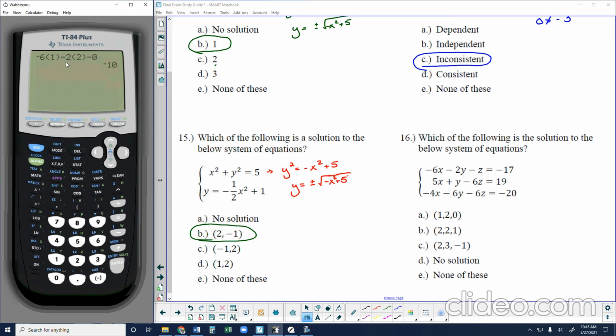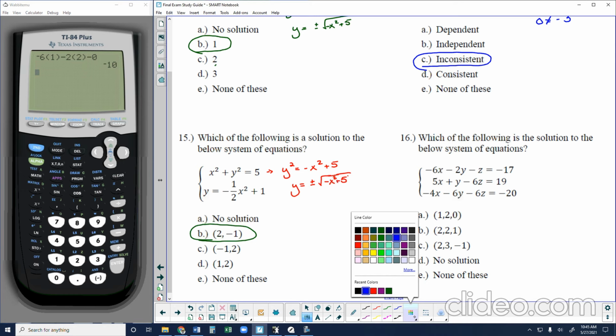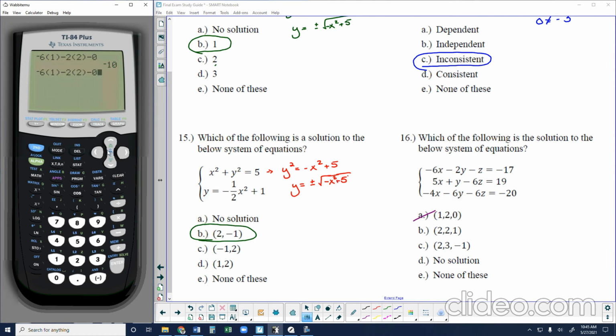If I substitute this in correctly, -6 times 1 minus 2 times 2 minus 0, this would give me 17. So this is not a solution to the first set. So I'm going to get rid of that option. I'm going to repeat the same thing, but change my input values to 2 for x in the second option, 2 for y, and now 1 for z. This does work out for the first equation. I do also need to make sure that it works out for all equations. So I'm going to get 5 times 2 plus 2 for y minus 6 times 1 for z. That equals 6. It does not work out for the second equation.